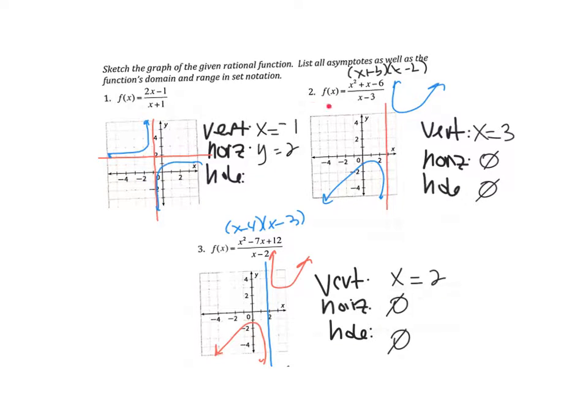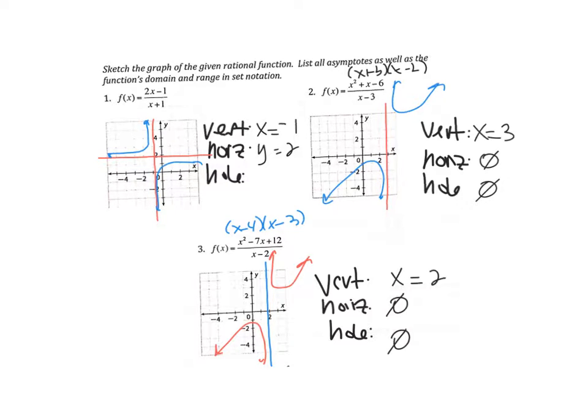Number 2, what makes the bottom 0? 3. Make sure you put x equals 3 for your vertical. Because the top is bigger than the bottom, there is no horizontal. And then you graph it. Now this is the one where we had to stretch your graph out a little bit. Don't forget on your calculator, hit window, change your y max and your x max, and make your window go bigger, and you can see the rest of that curve.